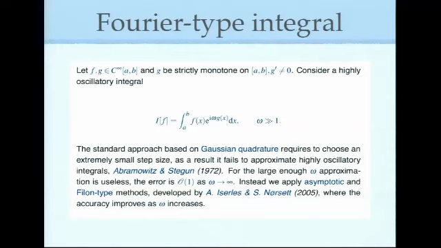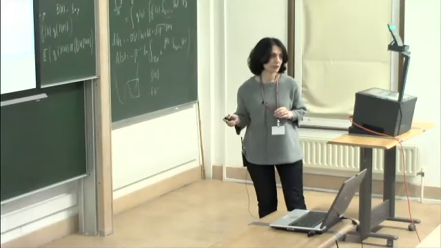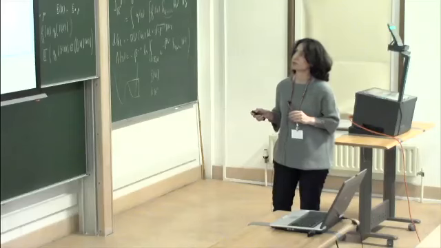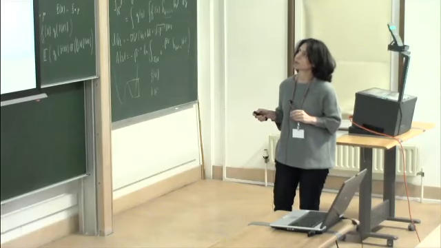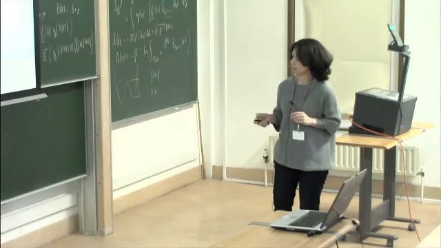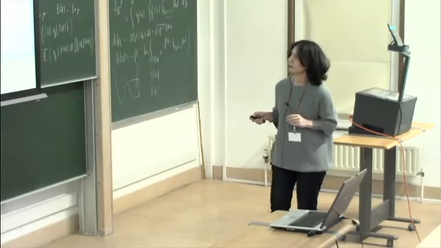We know that the standard approach in classical theory will be based on Gaussian quadrature, which will choose extremely small step sizes to approximate this kind of integral. The reason for this is that the integral itself has order of 1 over omega, while the error of Gaussian quadrature will be big O(1), which means that if you approximate this integral by 0, it's even better than if you take Gaussian quadrature to approximate a Fourier type integral for large frequencies. And this was shown in a paper by Arieh and Sheehan in 2005.